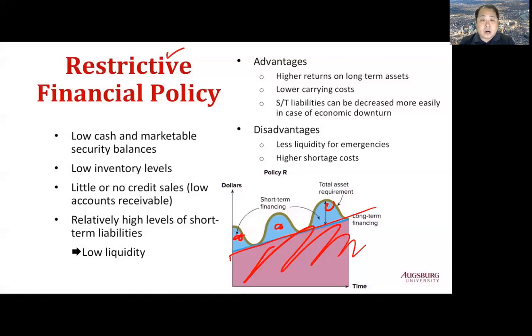The benefits are that the firm can get a higher return on holding long-term assets and carrying costs are low since the inventory level is low. Short-term liability can be decreased more easily in case of economic downturn. However, in an emergency, the firm may face liquidity problems more easily and the shortage costs are high.